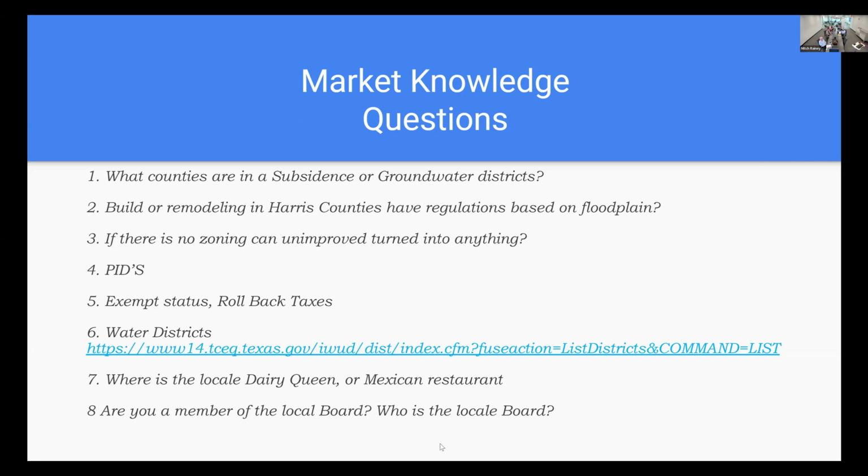Are you a member of the local board? If you're working outside all the counties we're in, it's on HAR. If you're going outside of that, you have to get written permission from the broker first, and then you need to join the local board. And the broker has to be a member of that local board. How are you going to do your comps if you're not a member? How are you going to open a door if you're not a member of the local board?